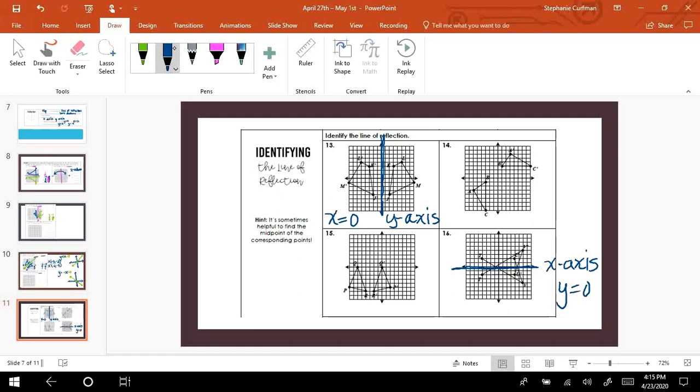The number 14 up here, you can see that it's going to be going across this diagonal line. So that's going to be y equals negative x, because that's a declining or decreasing line. So that's the negative x. And then this one, the line of reflection, the r and r prime there are equidistant from this line. Well, that line is where x equals negative 3, because it's to the left.